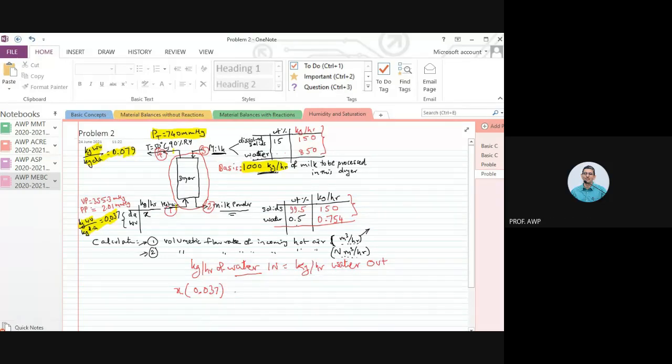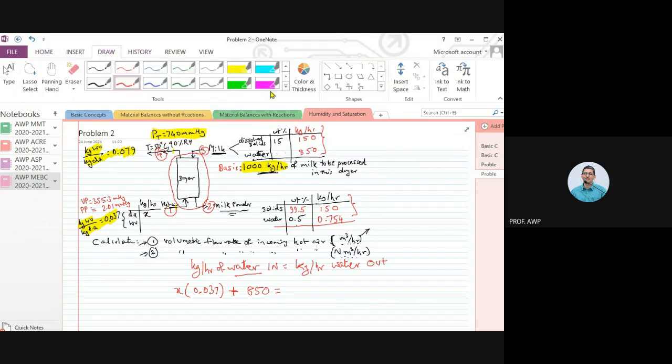Plus water comes in from stream number 3, that is the milk, that is 150 kg per hour. Water goes out from stream number 2, not 150, it is 850 kg per hour. This water goes out from stream number 2, that's 0.754 kg per hour. Plus water goes out in stream number 4.